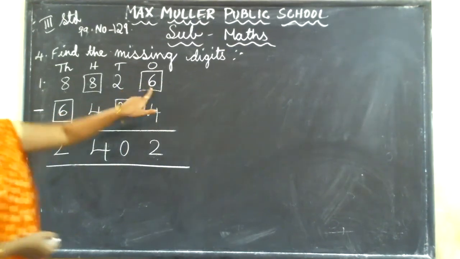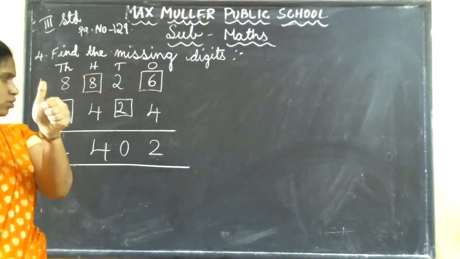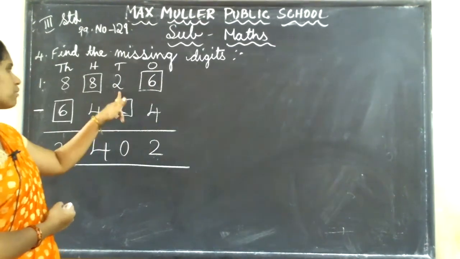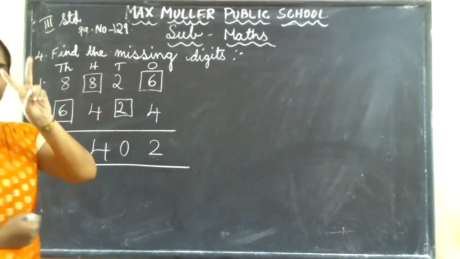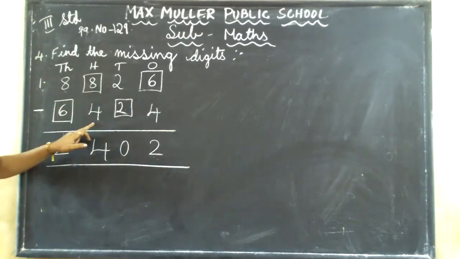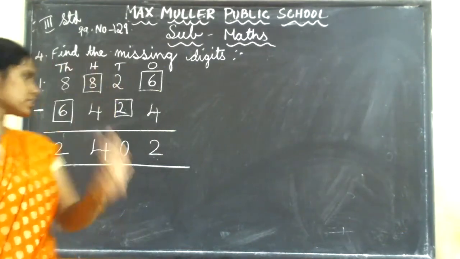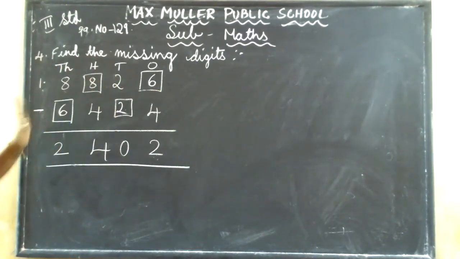See here, 6 minus 4. From 6, if I minus 4, how much have I got? 2. So, write down 2. From 2, if I minus 2, how much have you got? 0. From 8, if I minus 4, how much? 4 is the answer.